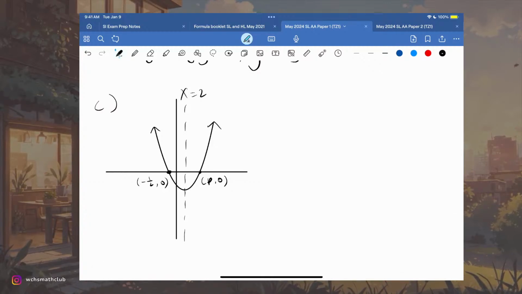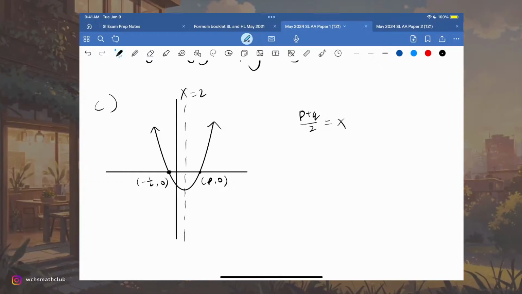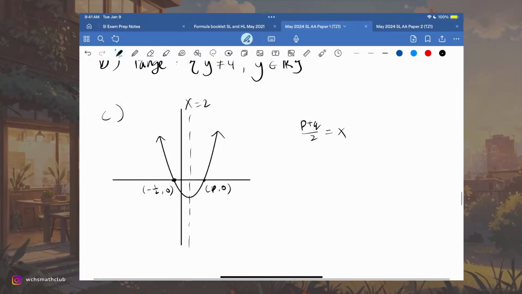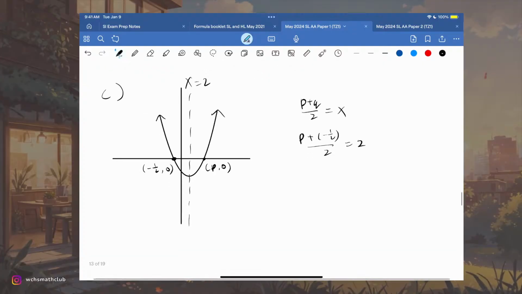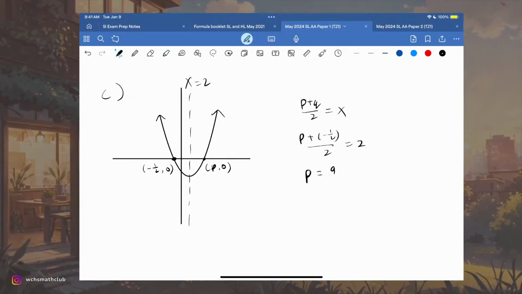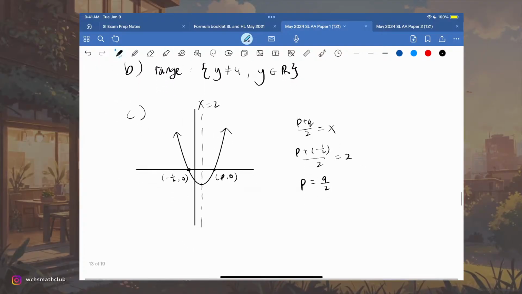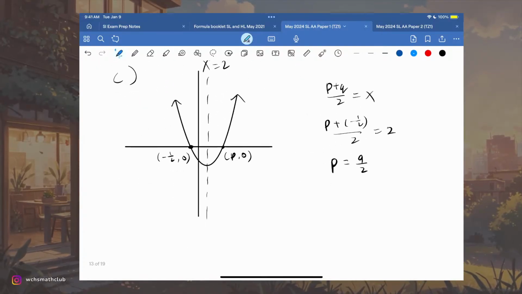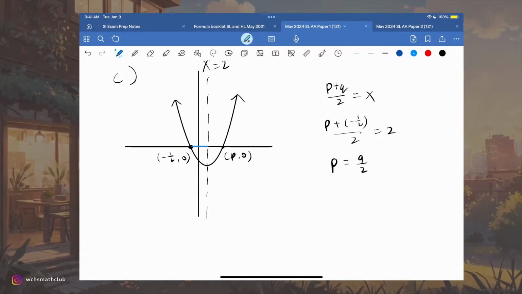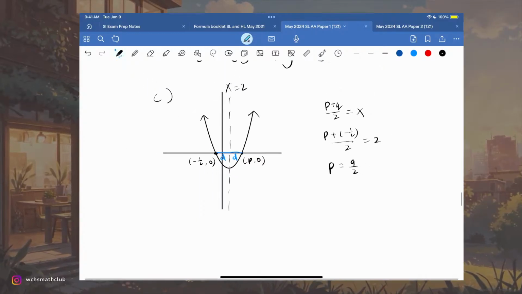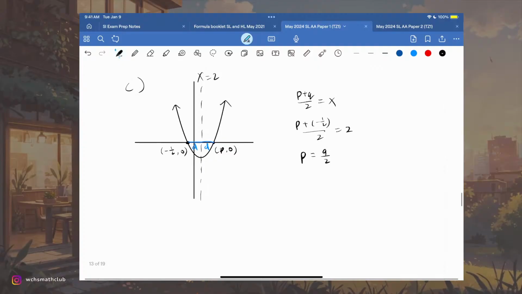Now we know that (p plus q) over 2 equals the axis of symmetry x. And so (p plus -1/2) over 2 equals 2. This gives us p equals 9 over 2, which is what was required. This is because it is the same distance from -1/2 to x equals 2, and then also the same distance from x equals 2 to p. So the same distance. All right, so that's what we have for part C.